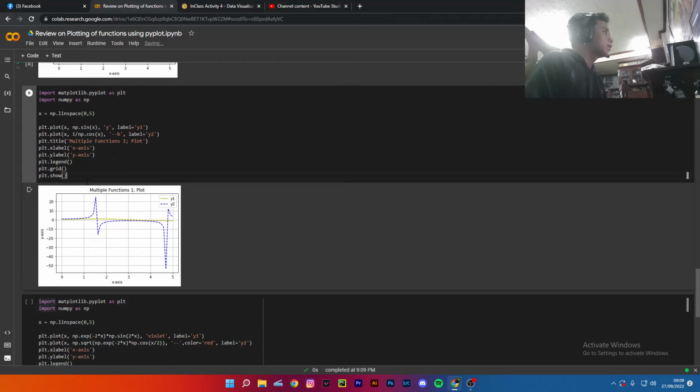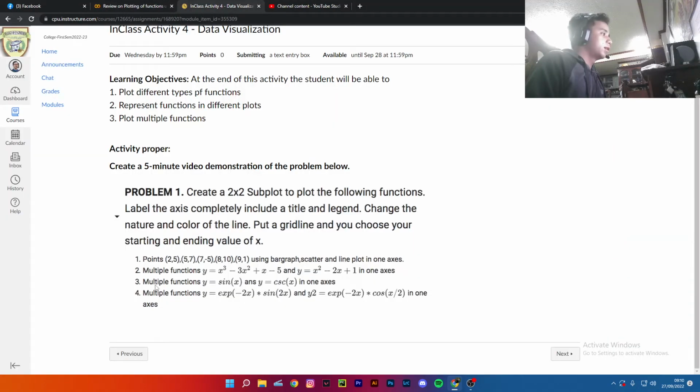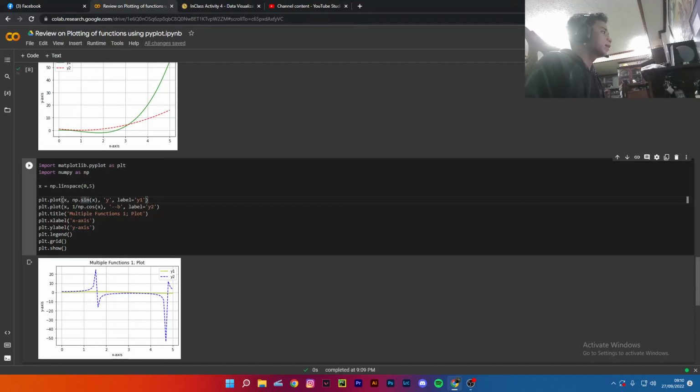Nothing much. The same goes here, except that we have to use sine and cosine. It says here multiple functions y equals sine x and y equals cosecant x in one axis. So actually cosecant is equal to 1 over sine x. So here, since numpy has no cosecant function, I made it 1 over sine x, so it's still the same though.